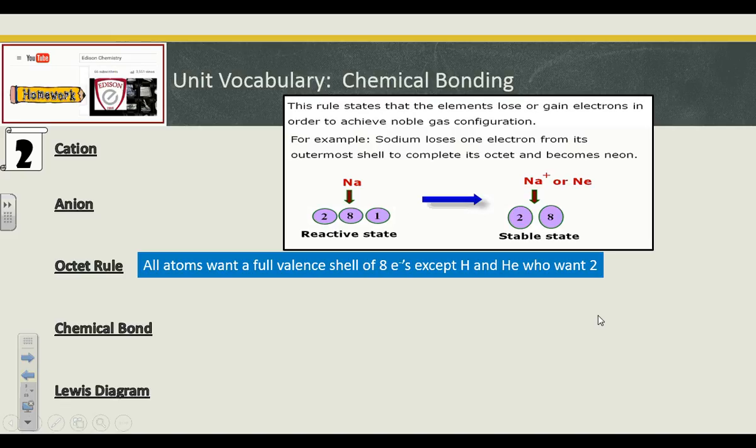Even if it's a lose an electron from your next shell up, like in this picture with sodium in the reactive state. That one electron can say, see ya, and then it has 8 on the inside shell. And that's why it's stable. All right, so let's go.